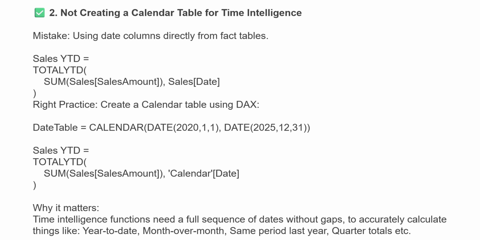Why it matters: time intelligence functions need a full sequence of dates without gaps to accurately calculate things like year to date, month over month, same period last year, and quarter totals. A separate calendar table gives accurate results. So, moving to the third point.